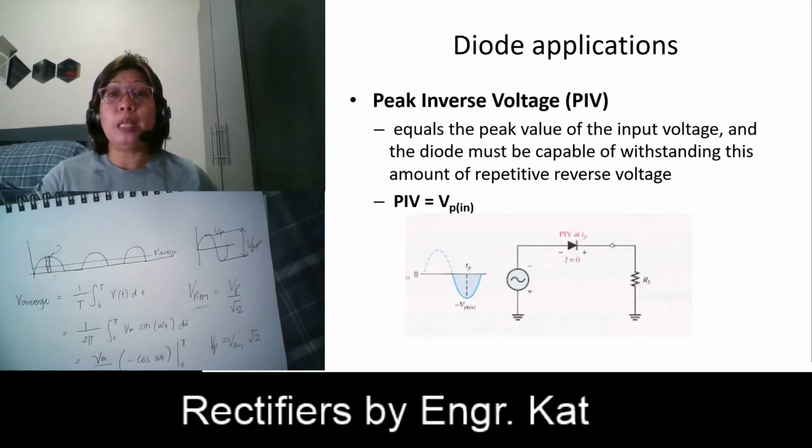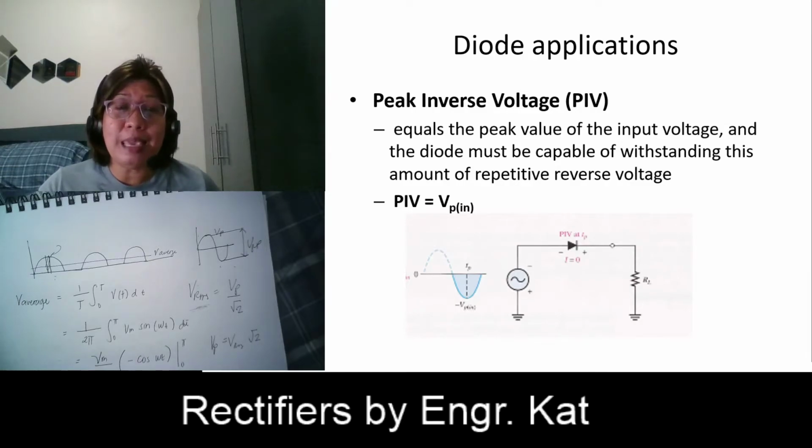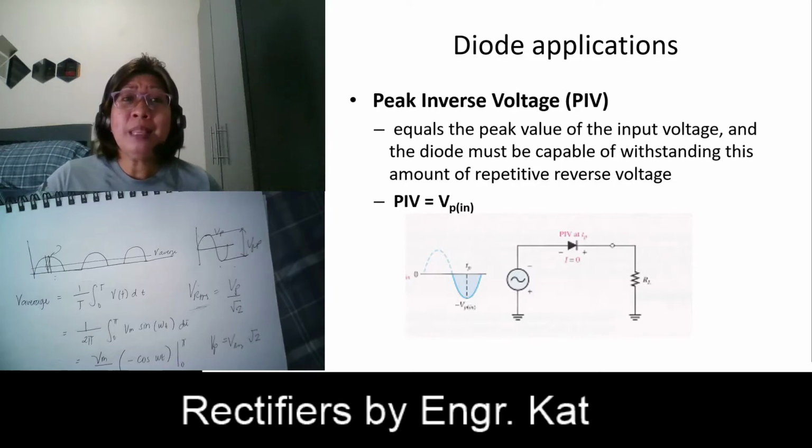So for example, my PIV here is 10 volts. I will not apply a peak voltage here that is greater than 10 volts, because during the negative half cycle, let us say 12, my diode can experience a negative 12. If it can handle only up to negative 10, that will be a reason your diode will be destroyed.